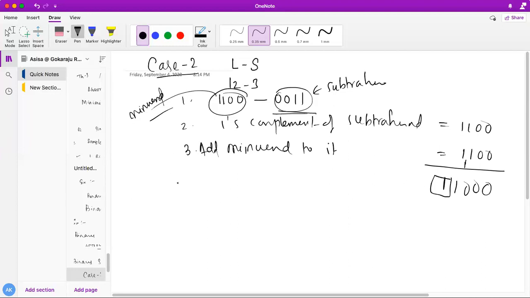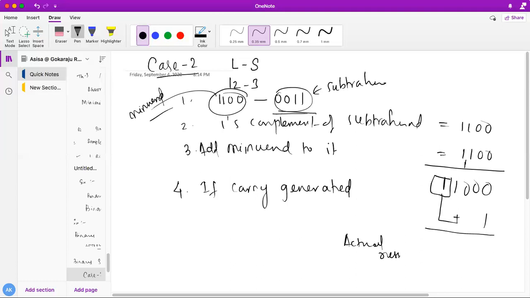So the fourth step is, if a carry is generated, what you have to do, I told you at the beginning of the class. Out of 6 complement techniques, there are 3 odd complement techniques and 3 even complement techniques. To perform the odd complement technique, if any carry is generated, you have to add that carry to the result to get the actual result. So this is 1001. So the final result is 9.